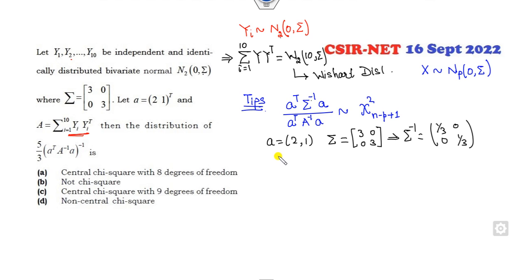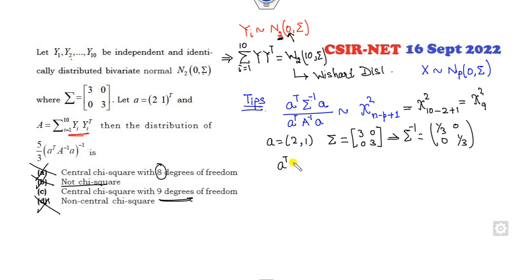Then I need the denominator part. So what is that? This is chi-square with n, and n is 10, minus p, where p is 2, plus 1, which is chi-square of 9. But he said chi-square of 8. He said not a chi-square. Now whether it's central or non-central: since the mean is 0, it is central. So this option is cancelled. The right option is here. We will see whether 5 over 3 appears or not.